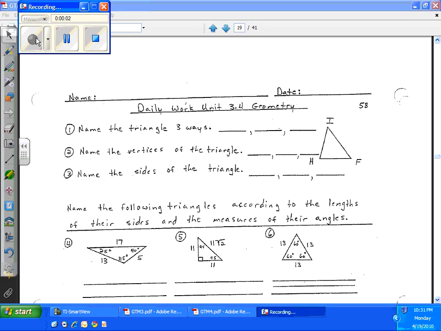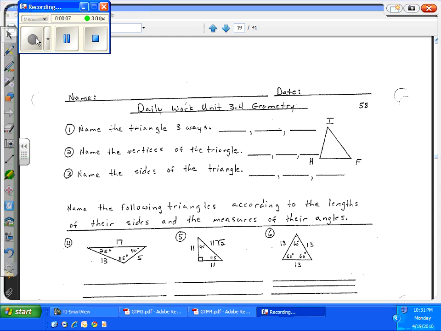Daily work unit 3-4. It says name the triangle 3 ways. We could actually name the triangle 6 ways. You can start at any vertex and either go clockwise or go counterclockwise and name the triangle. So one way is to say triangle HIF, and you can name it 2 more ways. Again, there's 6 possibilities.